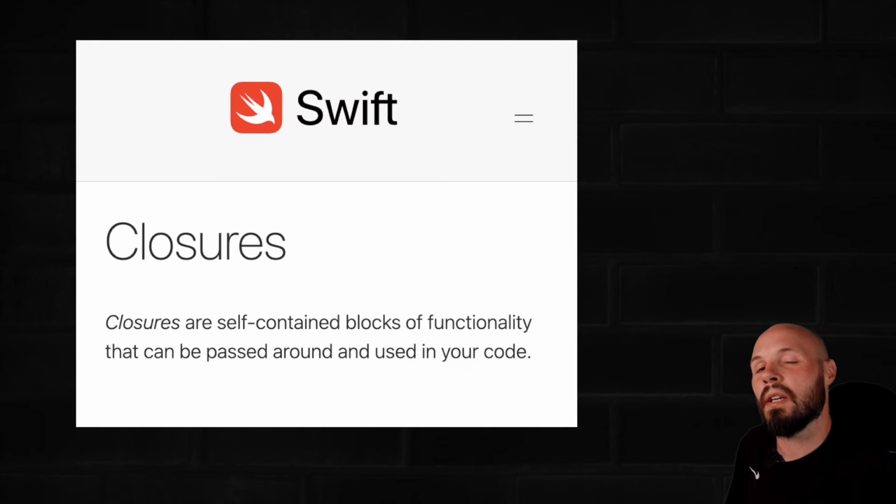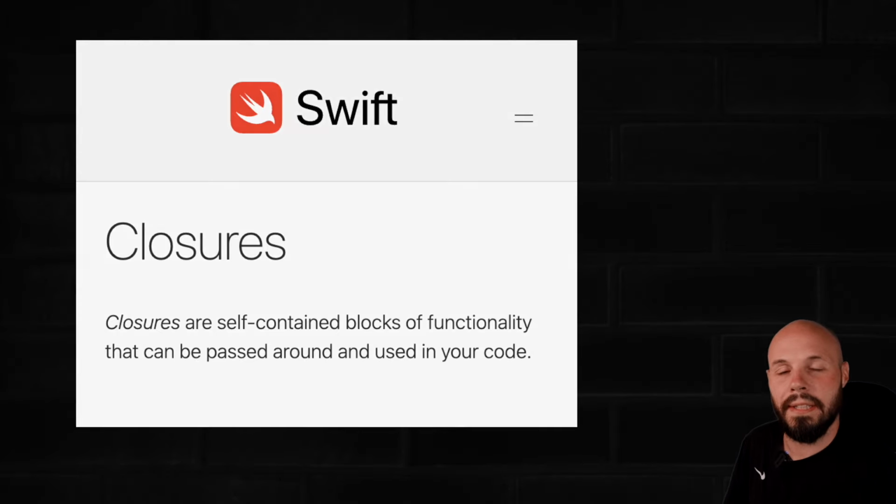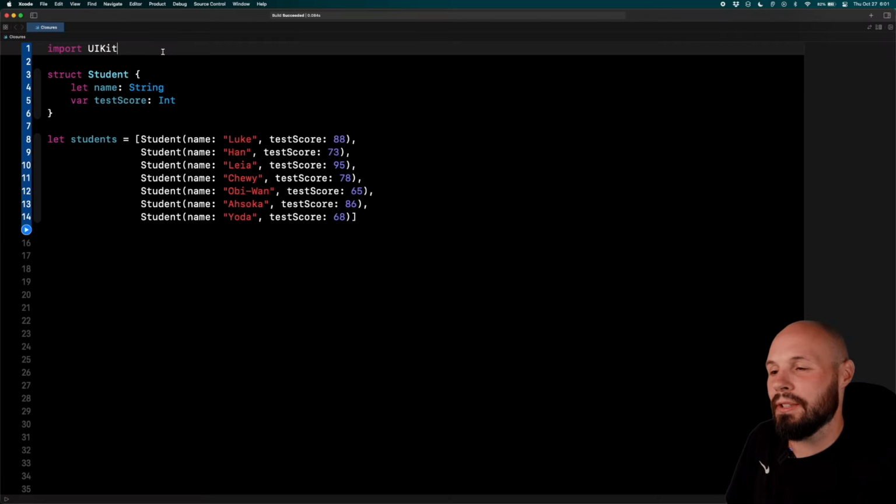Closures are self-contained blocks of functionality that can be passed around and used in your code. To put that simply, they're functions that can be passed around. To illustrate that, let's create a closure and put it to good use.